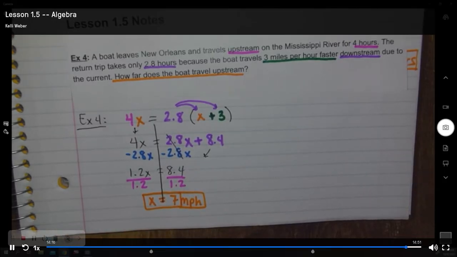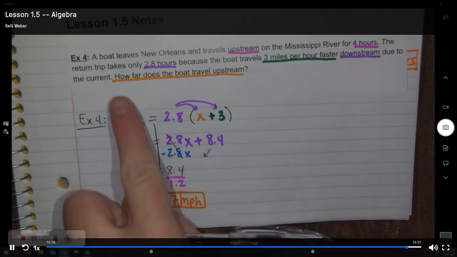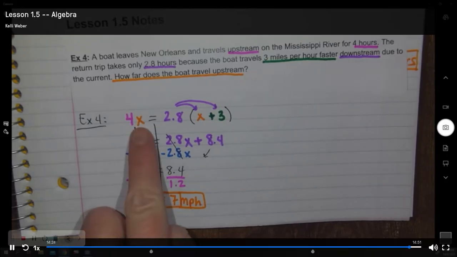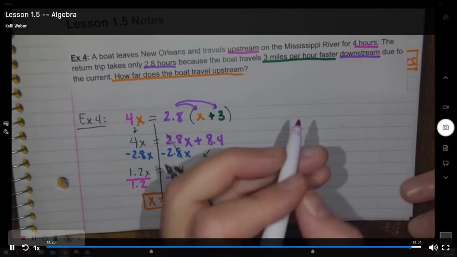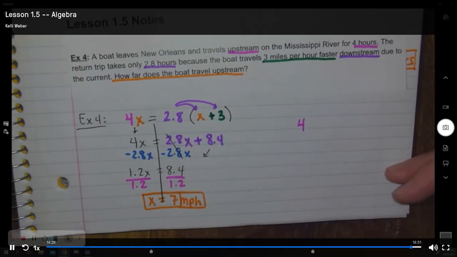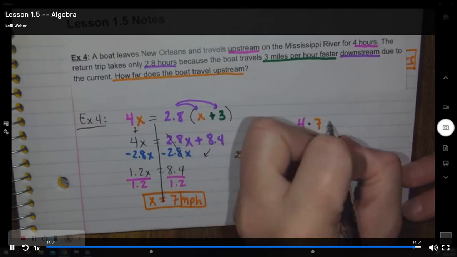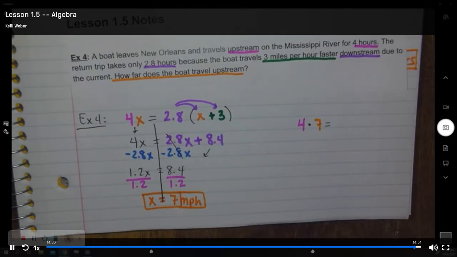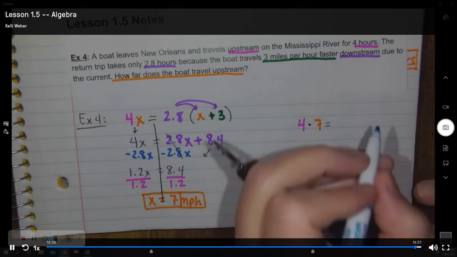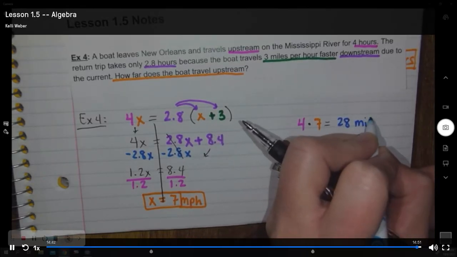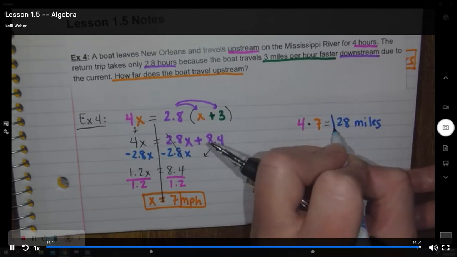There we go. And if we want to know how far the boat traveled upstream, we're going to take our 7 miles per hour and plug it back into the side that talked about traveling upstream. So it was 4 times our 7 miles per hour. So in fact, they traveled 28 total miles going upstream.